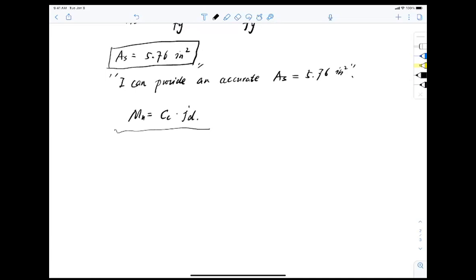Okay, so here's a question. Can I do this now? Mn equal to CC compression. Now, mind you, that's prime because irregular section. And can I do just the ds minus a over 2? Can I do that?